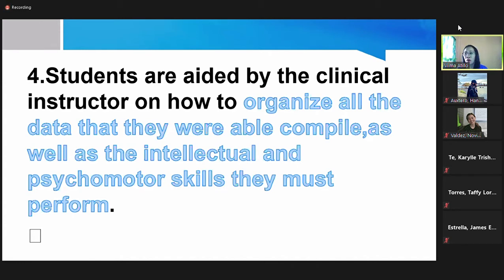This is for your NCP as well as your case study. Why patient experience a particular disorders. So kaya magamit mo lahat ng domain if you're going to collect data with your clients. Okay? Next one.